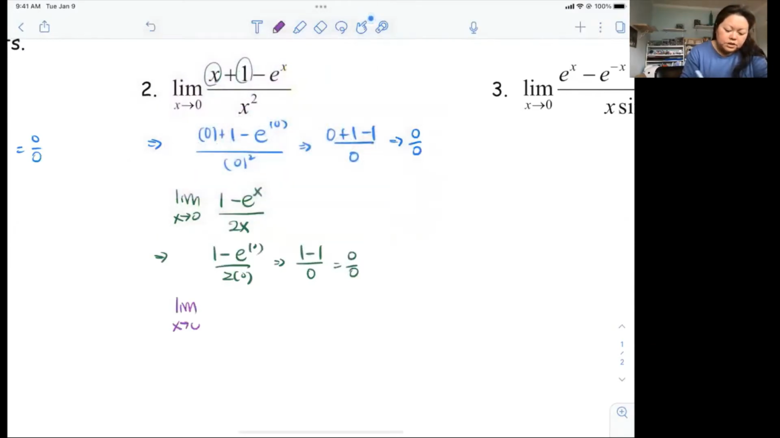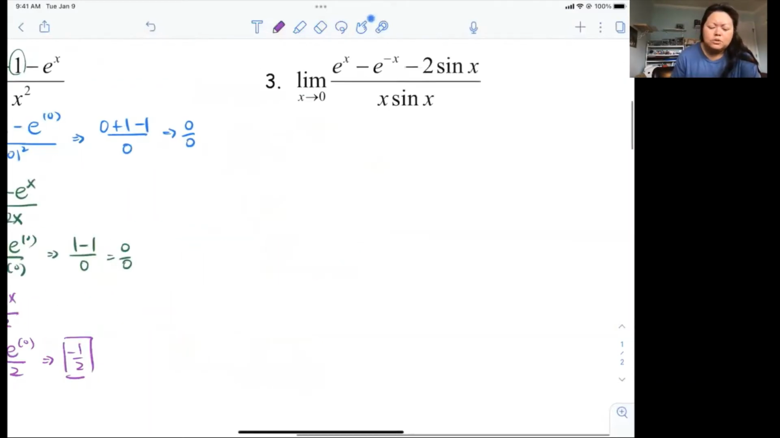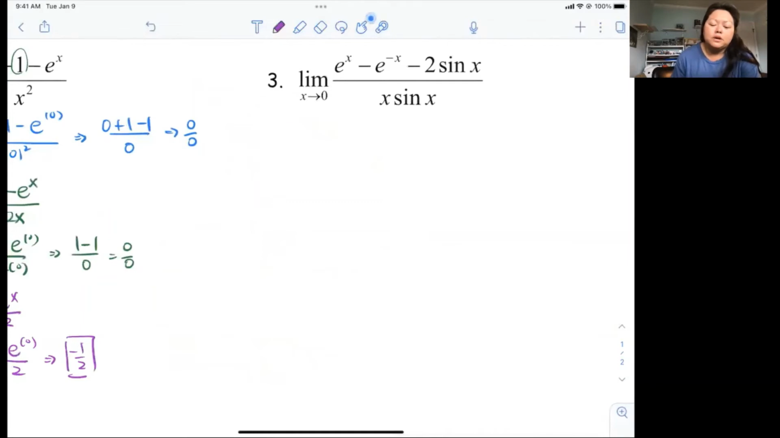Limit as x approaches 0. 1 is gone, so just negative e to the x over 2. Plug in the 0, you get negative e to the 0 over 2, negative 1/2. And that is your limit. In our cases, most of the time, at most, we get 2 indeterminate forms. Sometimes it gets crazy, gets you 3, but a lot of times 2 or 3 steps is pretty much as far as we go. It's not going to be like 7 steps, okay?